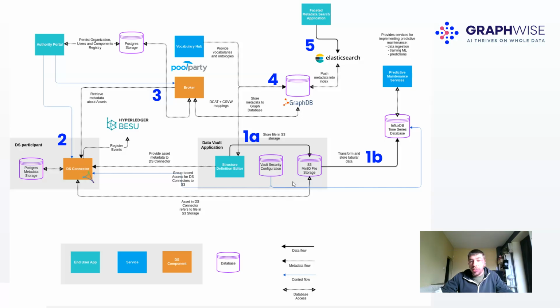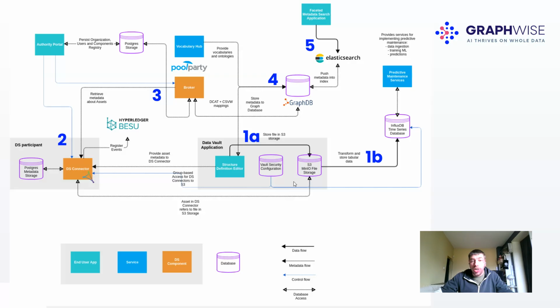This data can either be provided simply as a CSV, which is stored in MinIO, or in point 1B, it can also be directly fed up to InfluxDB and then shared via the participant's connector. This is in point 2. This is where every participant can link the asset that they're creating via the connector to an existing data set that they have created through the data vault.